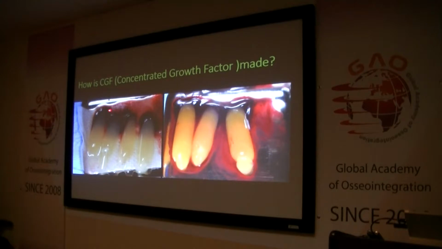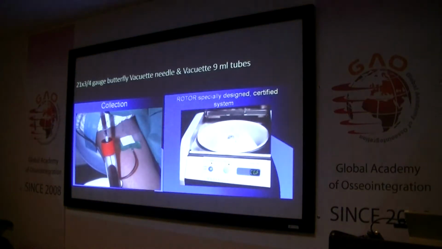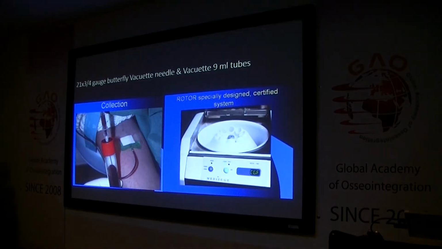So how is CGF made? You collect the blood. We're going to practice later on each other if you like. We've got a very easy system with the vacuette tubes. We centrifuge it, we spin it, and the machine will do the work for you. All you have to do is extract the blood from the patient.